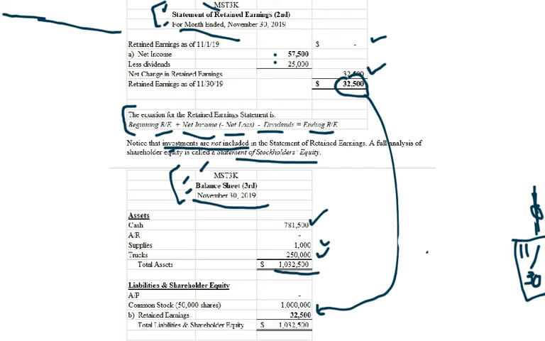You'll see exactly why you kind of have to rely on the retained earnings statement as your definitive source at this point in the process for what the balance of retained earnings is. So we got our million there, and then whatever the statement of retained earnings told us, add it, we get the same 1,032,500.